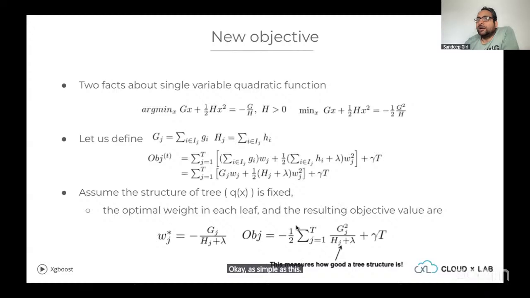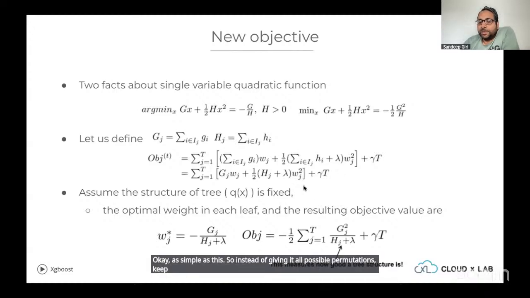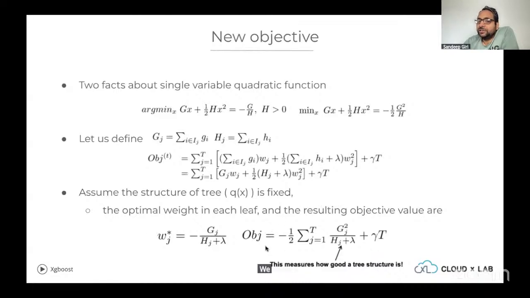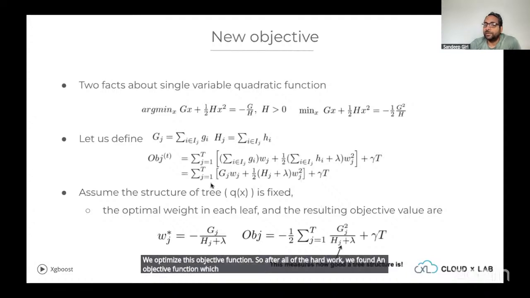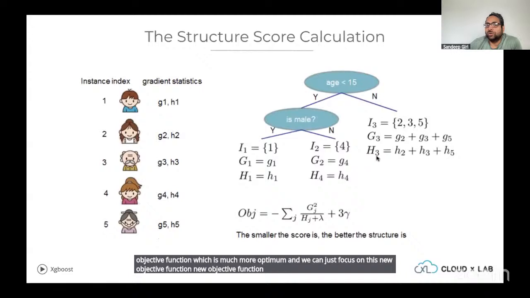So instead of trying all possible permutations, we optimize this objective function. After all of the hard work, we found an objective function which is much more optimum, and we can just focus on this new objective function, and we basically just go over that.